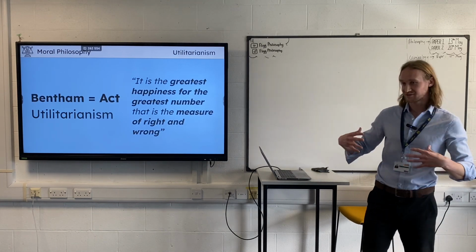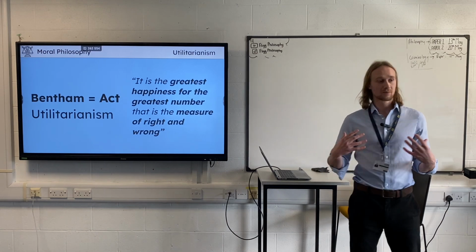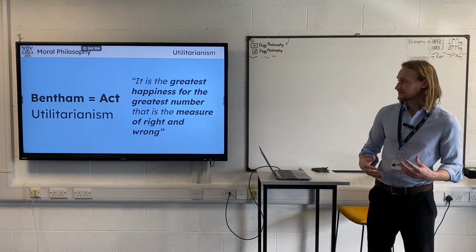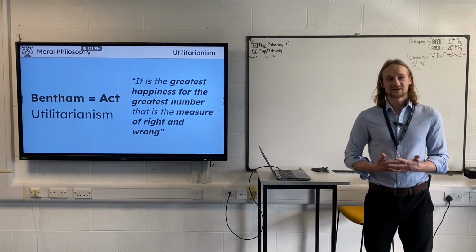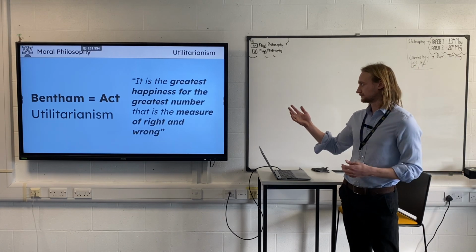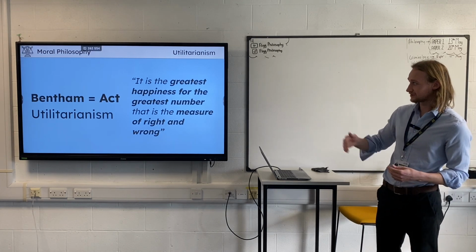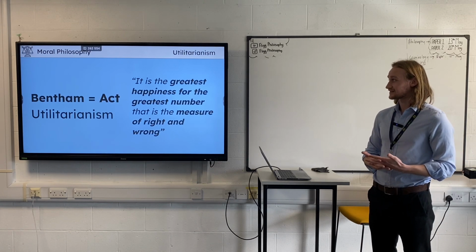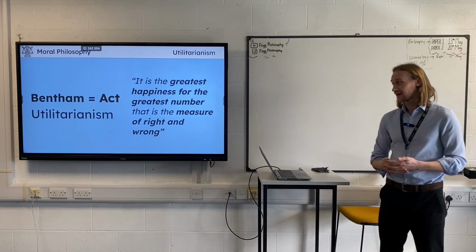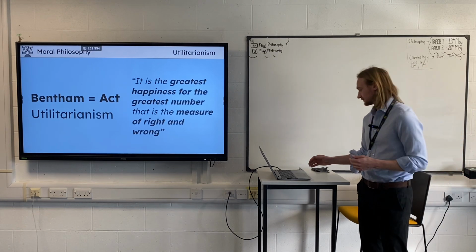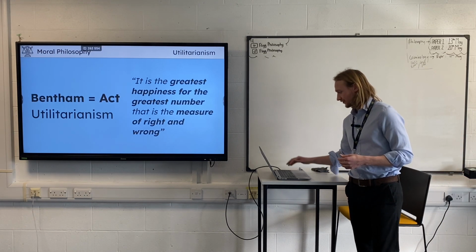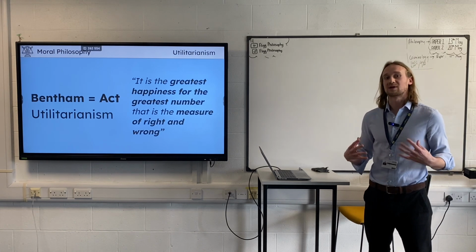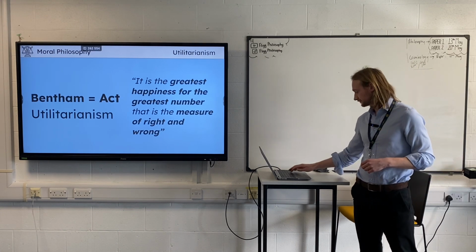So to start with, Jeremy Bentham was our key proponent of utilitarianism. He first wrote about utilitarianism, and we call Bentham's utilitarianism act utilitarianism. In short, act utilitarianism is that the greatest happiness for the greatest number is the measure of right and wrong. So greatest happiness for the greatest number, meaning what brings about the most pleasure for the most amount of people.